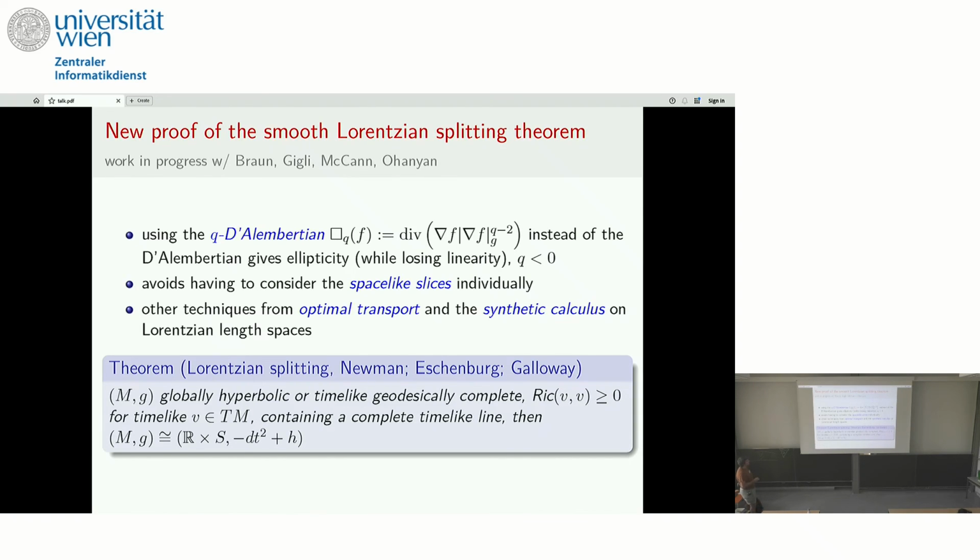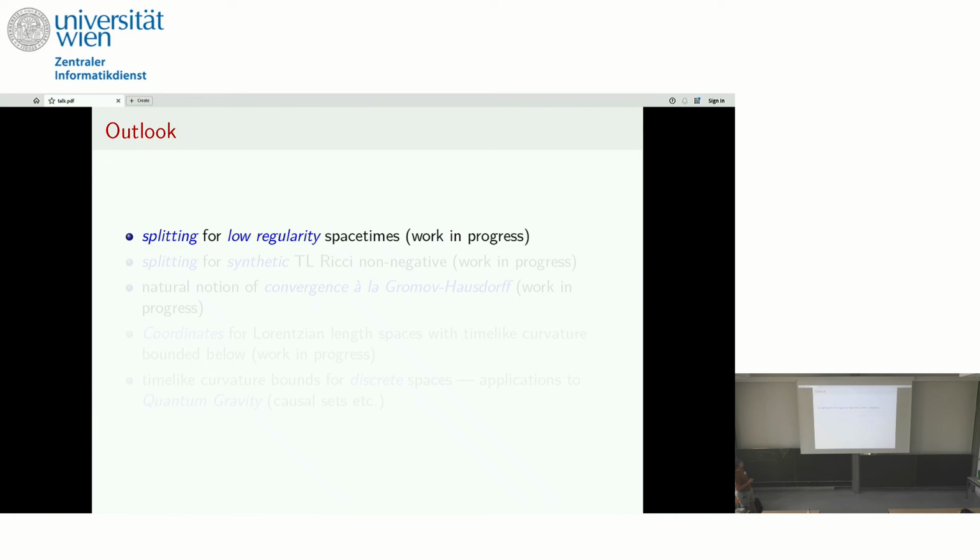So we gave a new proof which emphasizes that you gain ellipticity while losing linearity, and it is a more direct proof because you don't have to study these space-like slices, but also it allows you to start to give a proof of the splitting theorem in low regularity. So if you're still in the space-time setting, but your metric is now of low regularity, these tools also work. And of course, the long-term goal would be to have a splitting theorem for synthetic time-like Ricci non-negative.